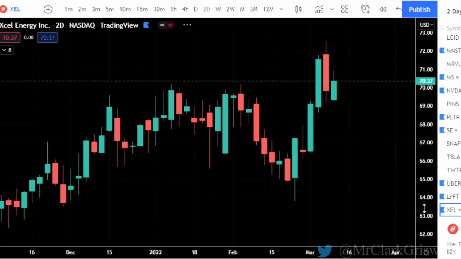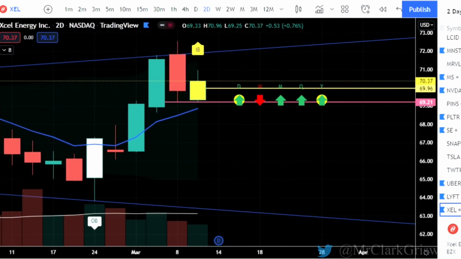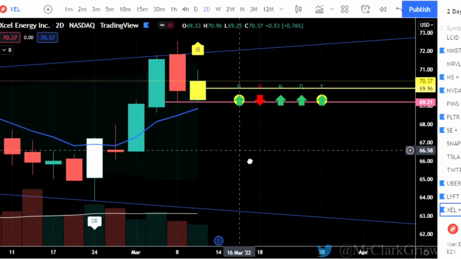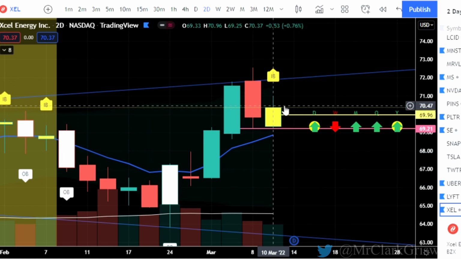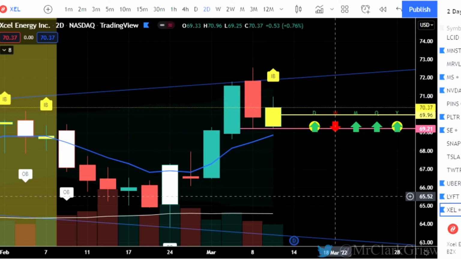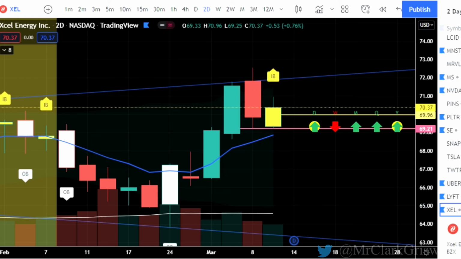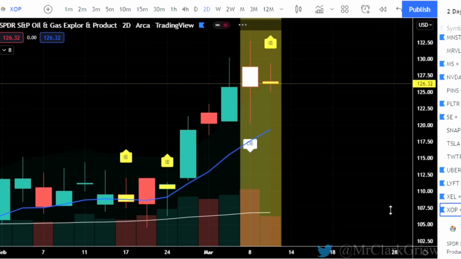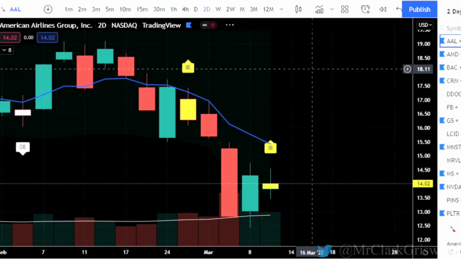And again, these 3-1 setups work, it doesn't matter if we're looking on a 2-day chart, 1-day chart, 1-month chart, 2-minute chart, if you wanted to be scalping stuff and being in trades for 30 seconds to 5 minutes. These work for scalping as well. Okay, so it doesn't matter. XEL, inside bar. XOP is another one, another 3-1 setup. And then that's it for the 2-day chart, guys.